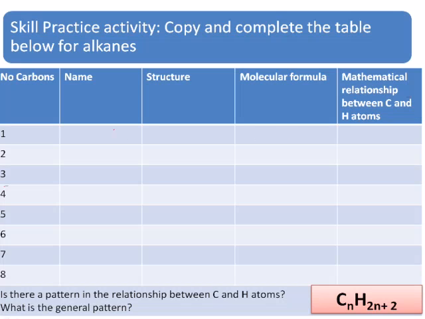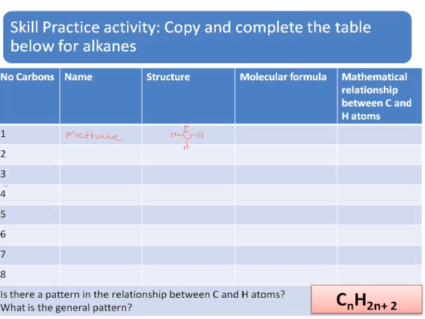I'll do the first one for you. The first one, 1 carbon, is methane. And the structure will be, I have a carbon, only 1. And the carbon can form how many bonds? 4 bonds. And H, H, H, H. I complete the remaining with hydrogens.